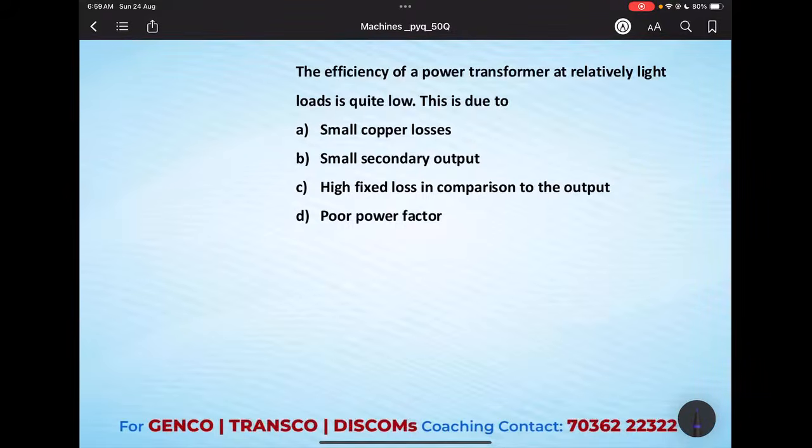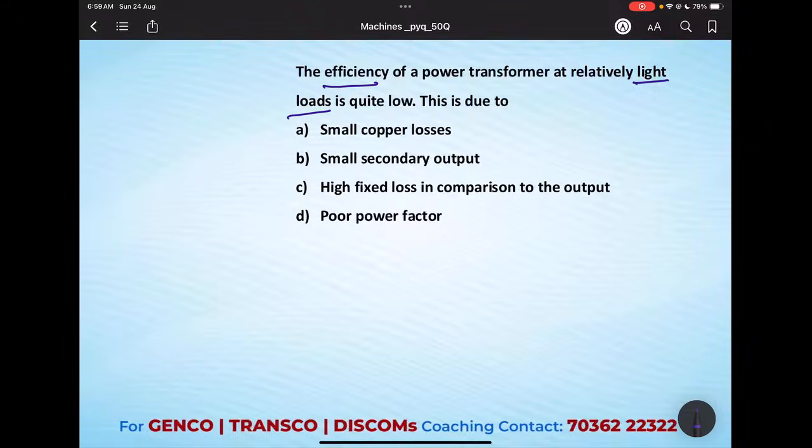Okay, let's move on to the next question. The efficiency of a power transformer at relatively light load is quite low. This is due to what they are asking? They are asking about efficiency at light load condition. Okay, efficiency at light load conditions.